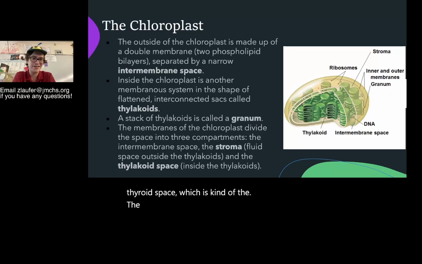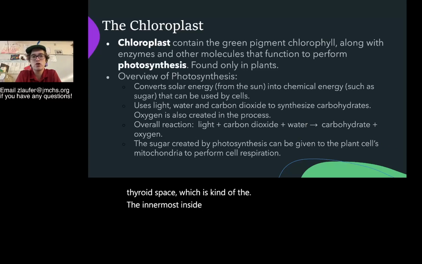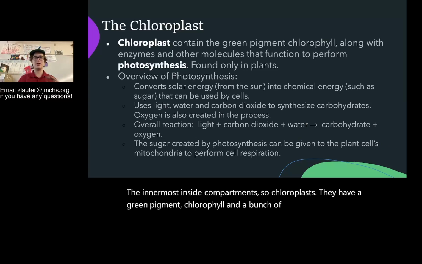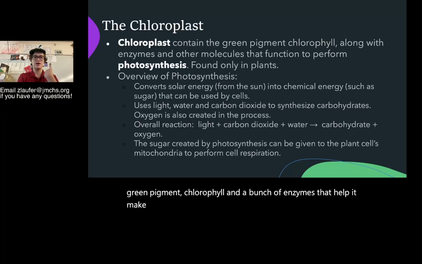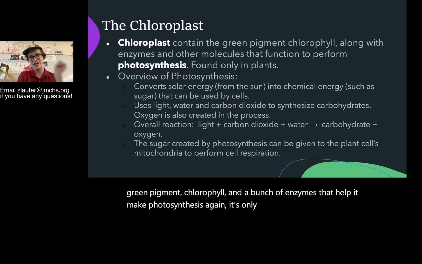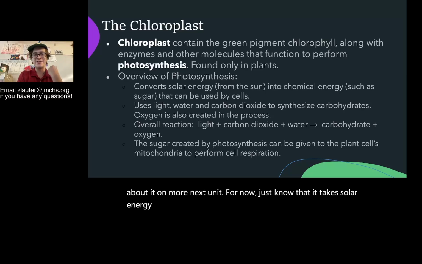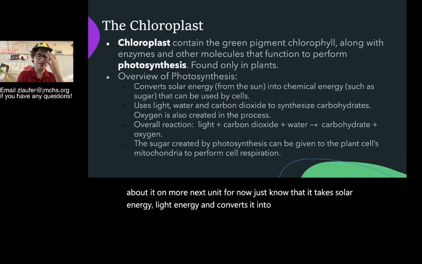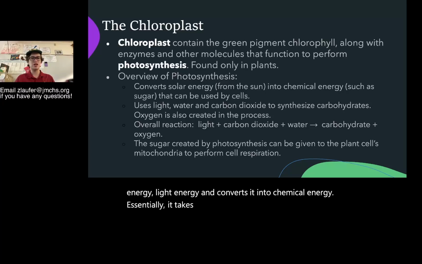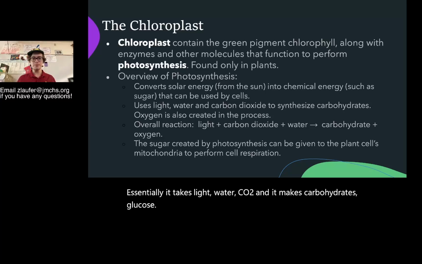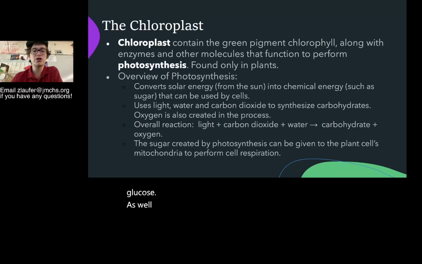So, chloroplasts, they have a green pigment, chlorophyll, and a bunch of enzymes that help it make photosynthesis. Again, it's only in plants. Again, we'll talk about it a ton more next unit. For now, just know that it takes solar energy, light energy, and converts it into chemical energy. Essentially, it takes light, water, CO2, and it makes carbohydrates, glucose, as well as creating some oxygen.